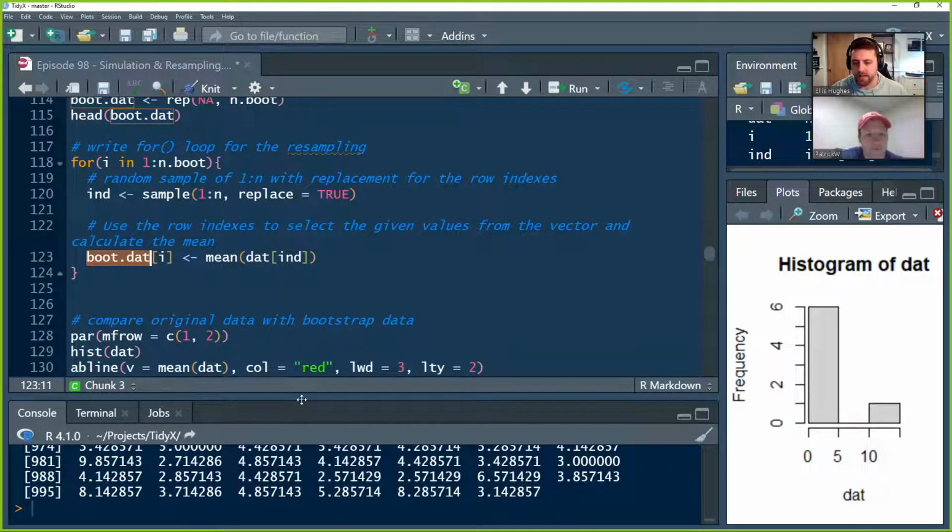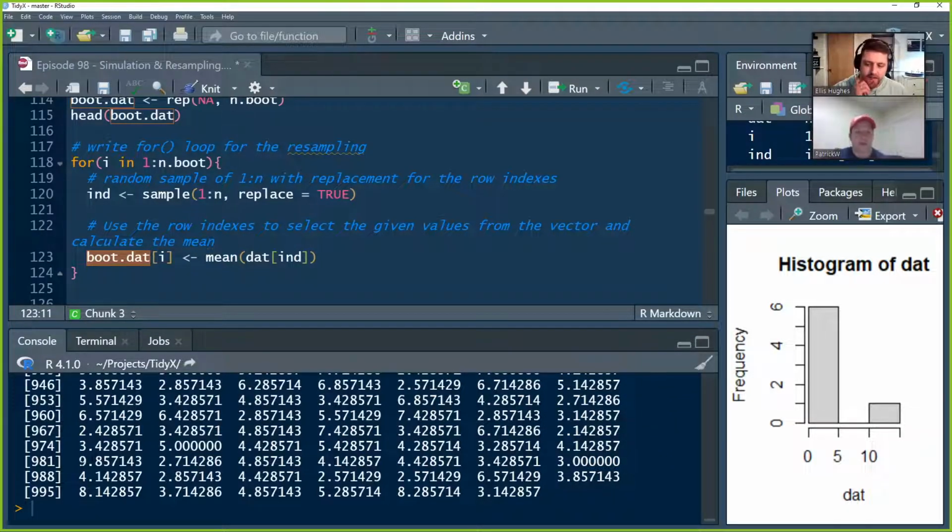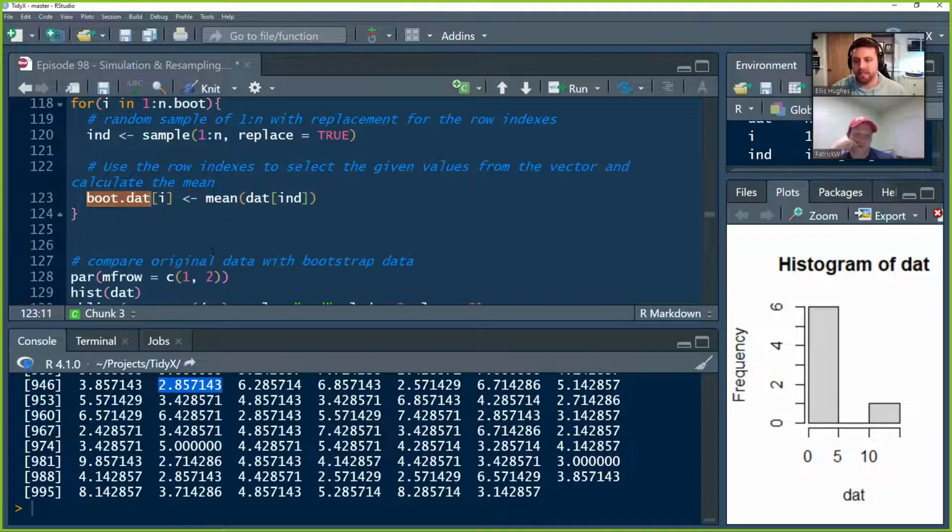And so now we've got this new data set here. As you can see, there's some cases where it clearly grabbed the 15 a couple times, a couple places where it didn't. So that's how you resample that.